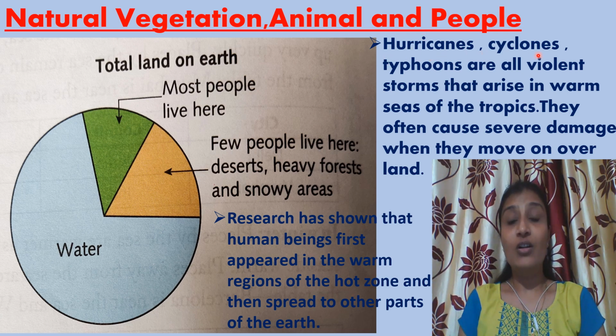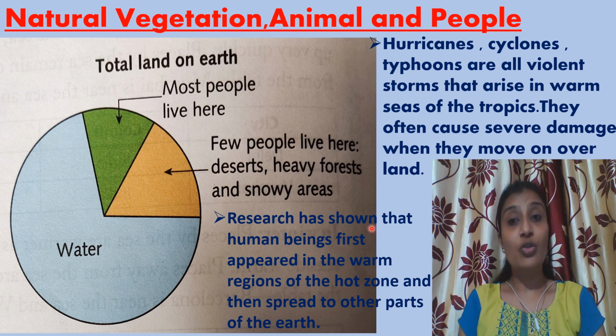Now this is for your information. Hurricanes, cyclones, typhoons are all violent storms that arise in warm seas of the tropics. They often cause severe damage when they move on over land. Now recently we all have experienced a cyclone in June. Do you know the name of that cyclone? It was Nisarga cyclone. It destroyed the coastal areas of Maharashtra, especially Srivardhan. Srivardhan is a place at the coast of Maharashtra.